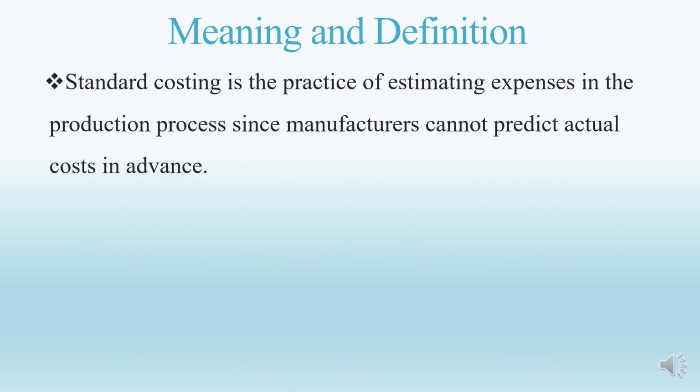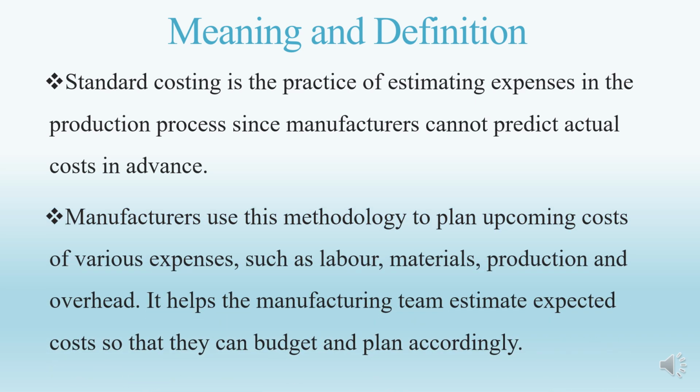standard costing. If we understand the meaning, standard costing is the practice of estimating expenses in the production process, since manufacturers cannot predict actual cost in advance. Generally, to plan something which is coming up in future, we mostly use standard costing. We try to make a budget and then compare the standard values with the actual values and try to find out where the difference occurs. In statistics, the word difference is called variance.